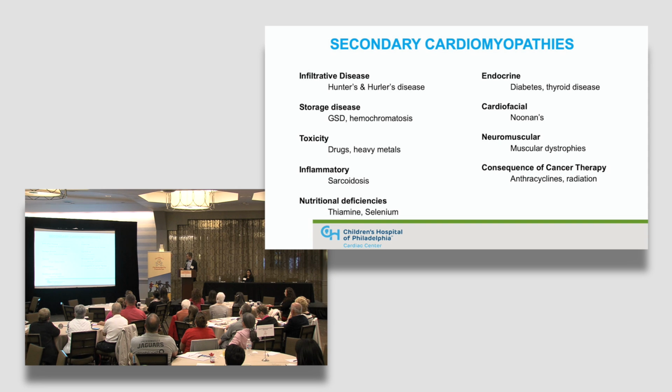We have muscular dystrophies, which certainly can affect adults and children, but oftentimes severe forms of muscular dystrophy will affect people earlier in life. And then certainly diseases can occur as a consequence of other diseases, most notably the treatment of cancers.